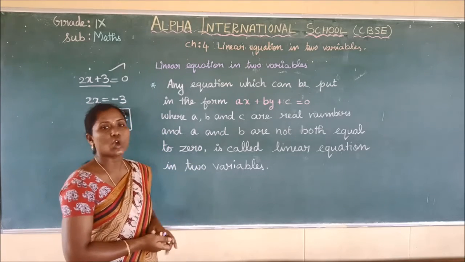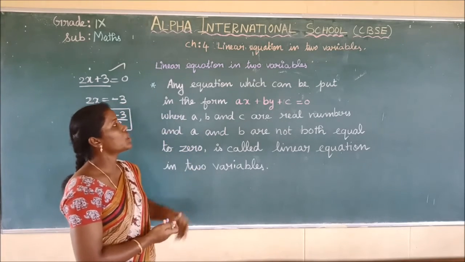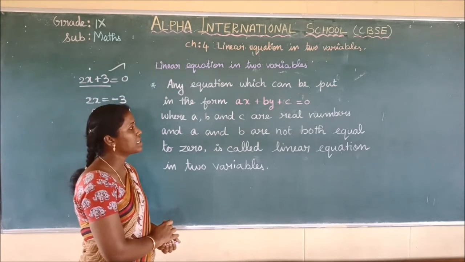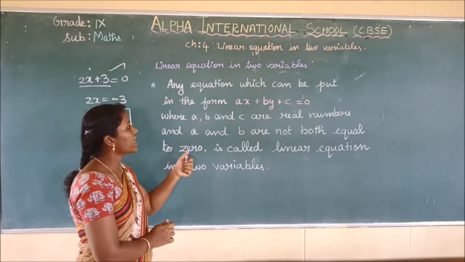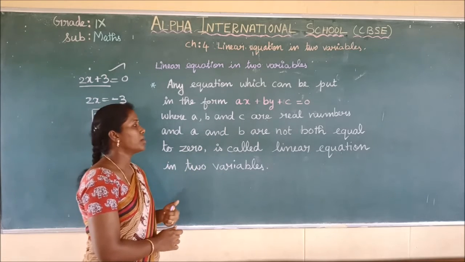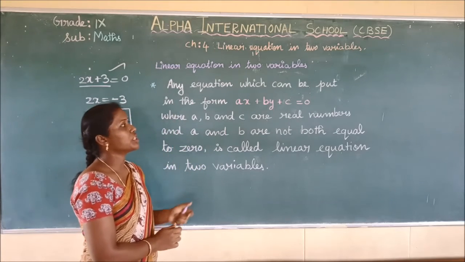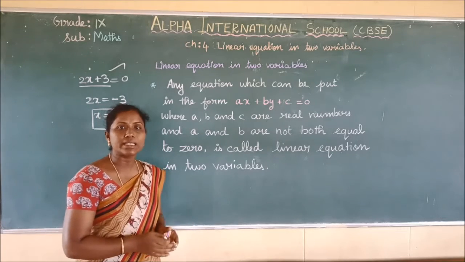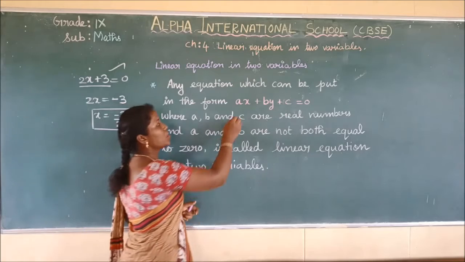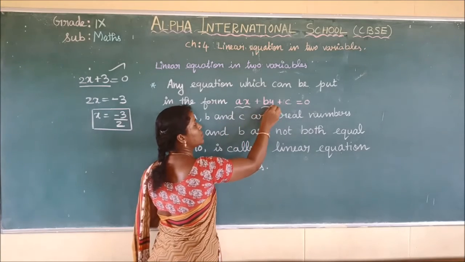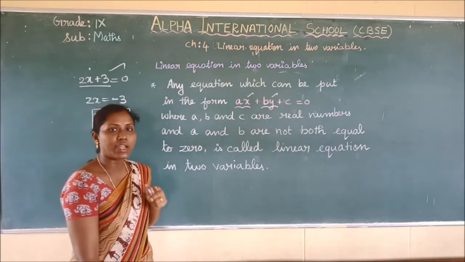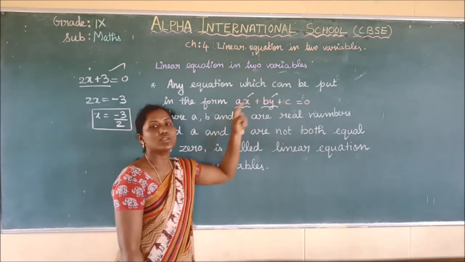Let us see the general concept here. Any equation which can be put in the form ax plus by plus c is equal to 0, where a, b and c are real numbers. See this equation, we are having two variables. What are the variables? x and y. The power of the variables is also 1.